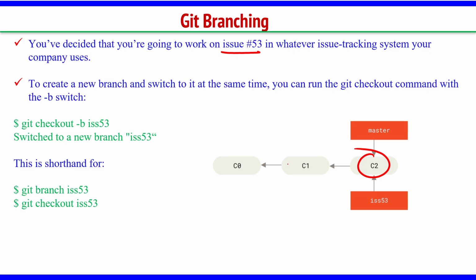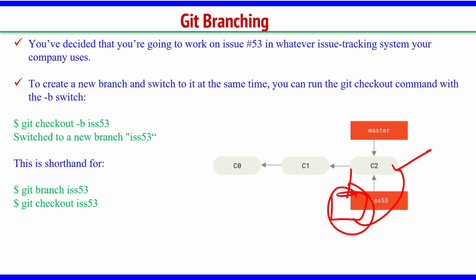You have to create a new branch. Where do you have to work? You have to work in C2 only, because this is the latest version, and this is my new branch, issue number 53. So, what do I have to do? We have to create a new branch. Let this be as it is. You create a new branch. You work on this new branch, later commit it back, right.